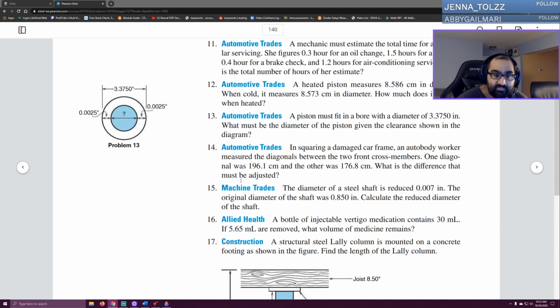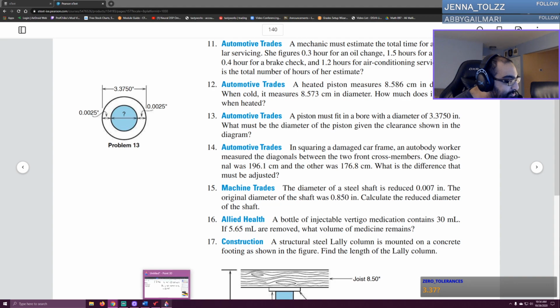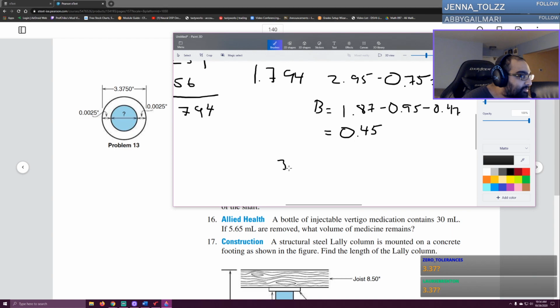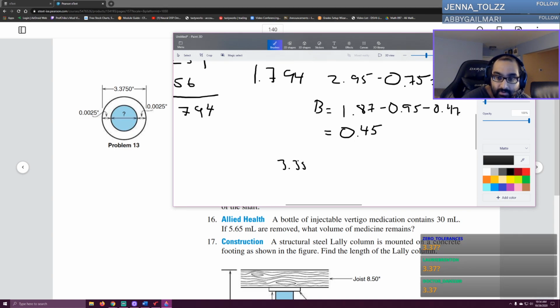Anybody got an answer for me for number 13? There's just a few of you here, but that's okay. Take your time if you're not sure. 3.37. That is correct. Very good. In this particular instance, if we look at the figure, we have 3.3750.